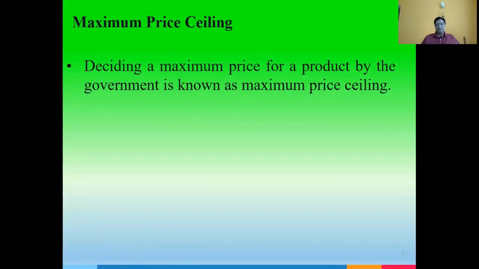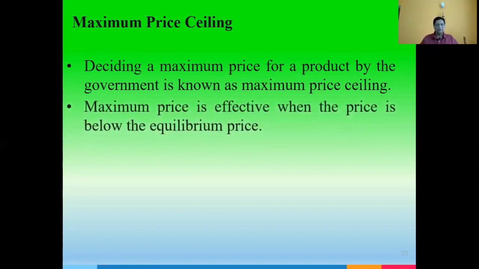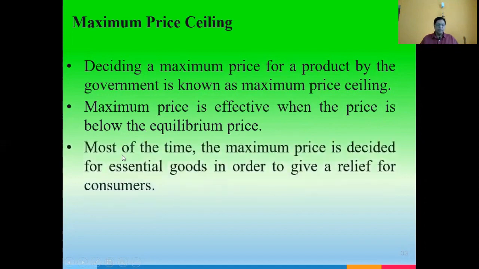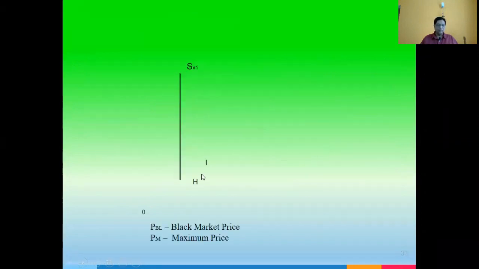Deciding a maximum price for a product by the government is known as maximum price ceiling. It becomes effective when maximum price is below the equilibrium price. Most of the time, maximum price is decided for essential goods in order to give relief for consumers. Government imposes maximum price for the benefit of consumers.